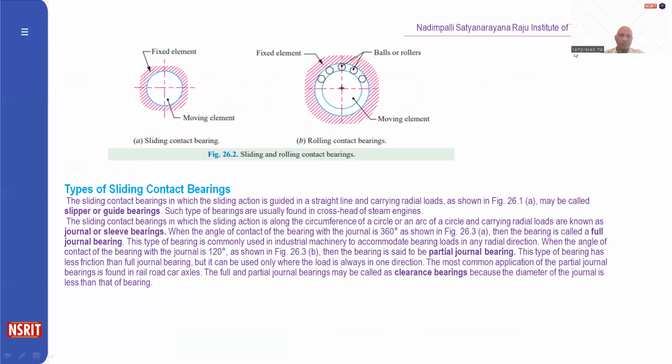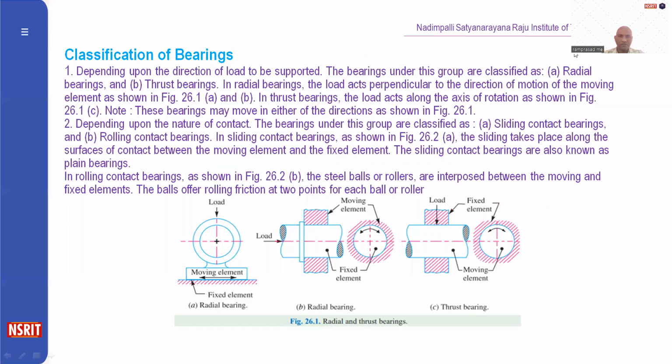Types of sliding contact bearing. The sliding contact bearing in which the sliding action is guided in a straight line and carrying radial loads, as shown, may be called a slipper or guide bearing. And such type of bearing is usually found in the crosshead of steam engines.